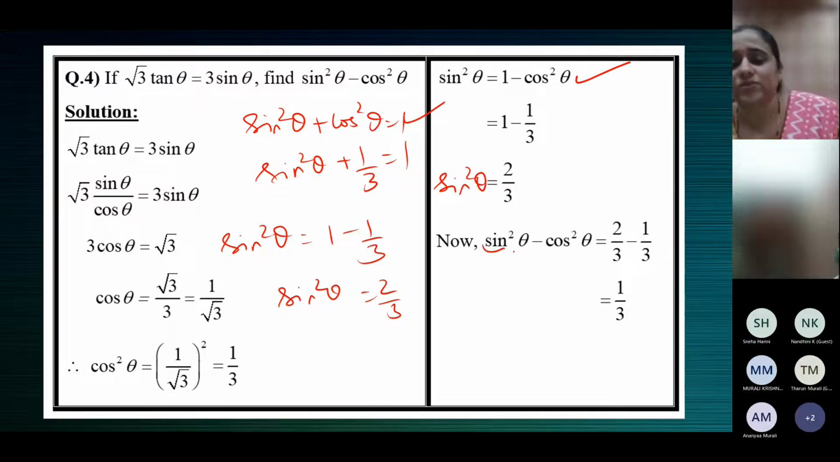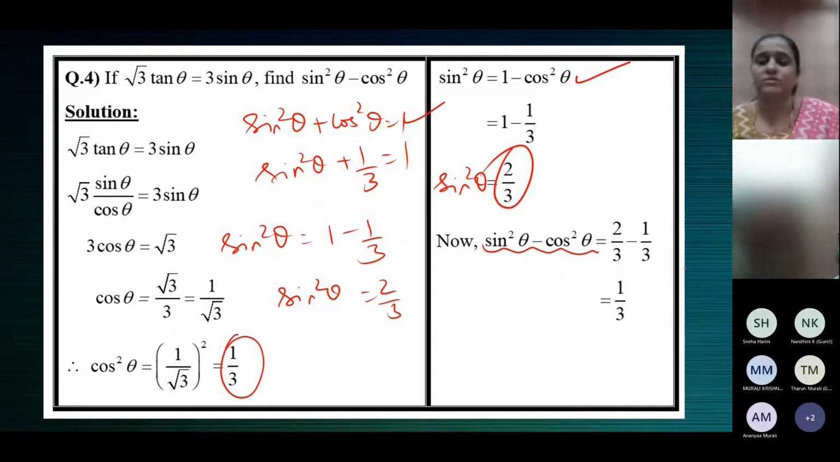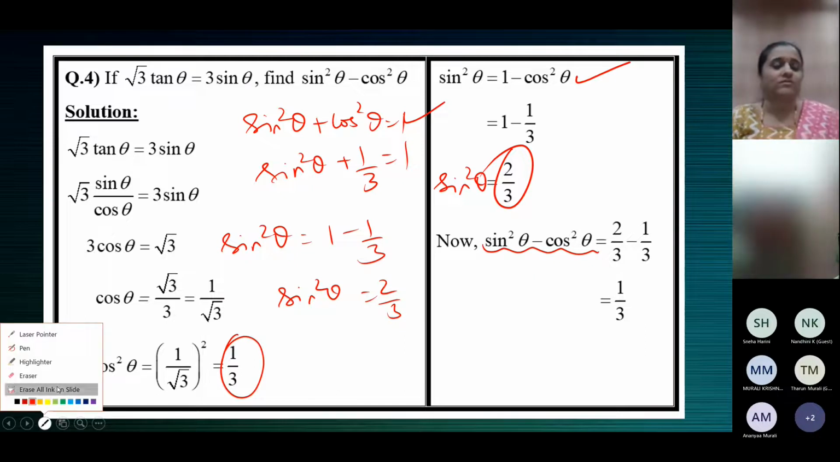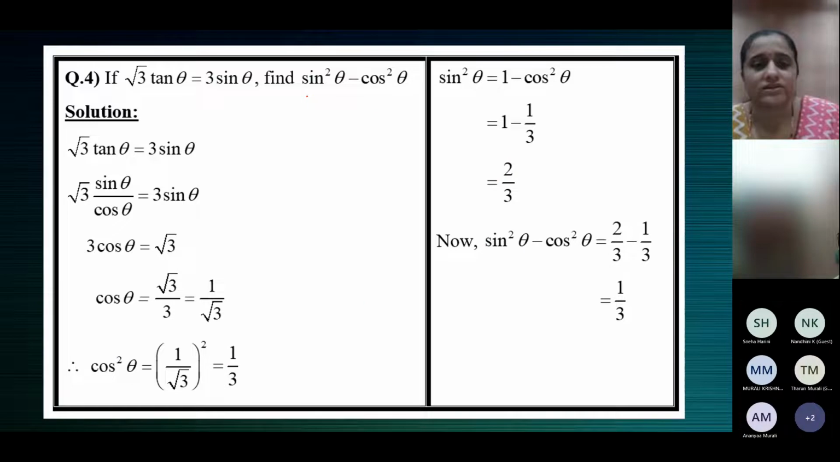So now find sin square theta minus cos square theta. Sin square theta is 2 by 3, cos square theta is 1 by 3. So 2 by 3 minus 1 by 3 is 1 by 3. Here you're not able to find the angle theta. So we find sin square theta, we find cos square theta, and then we evaluate sin square theta minus cos square theta. Right, children?